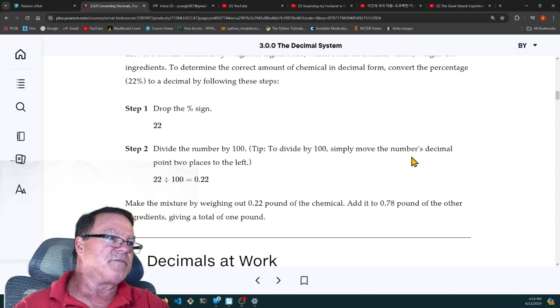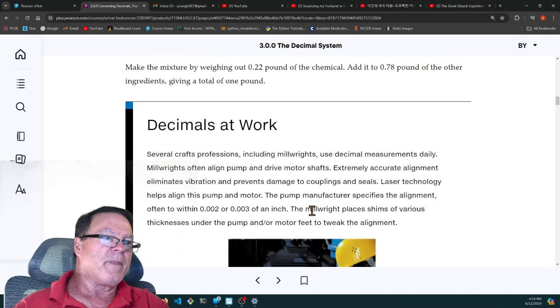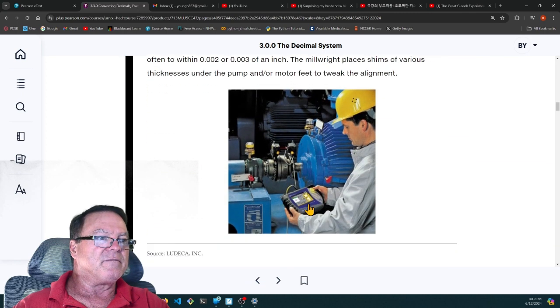To divide by 100, simply move the number's decimal point 2 places to the left. So 22% is 0.22. Make the mixture by weight out of 0.22 pounds of the chemical, add it to 0.78 pounds of the other ingredient, giving a total of 1 pound.